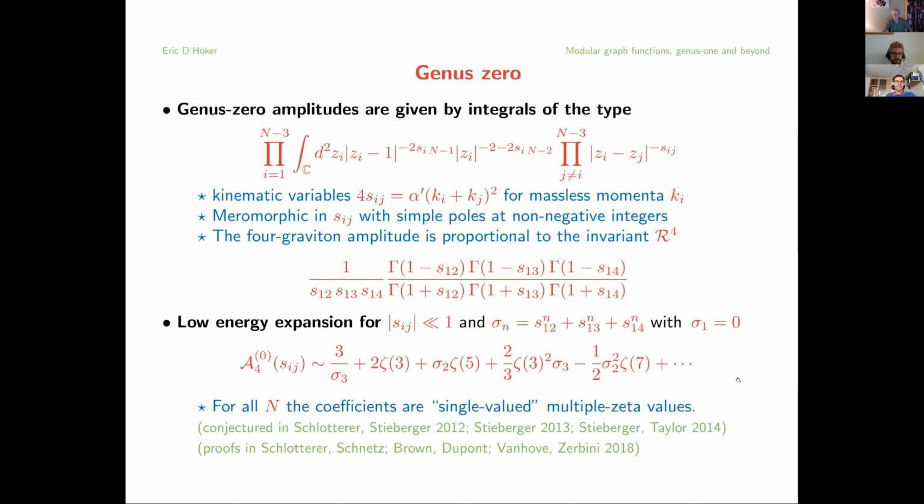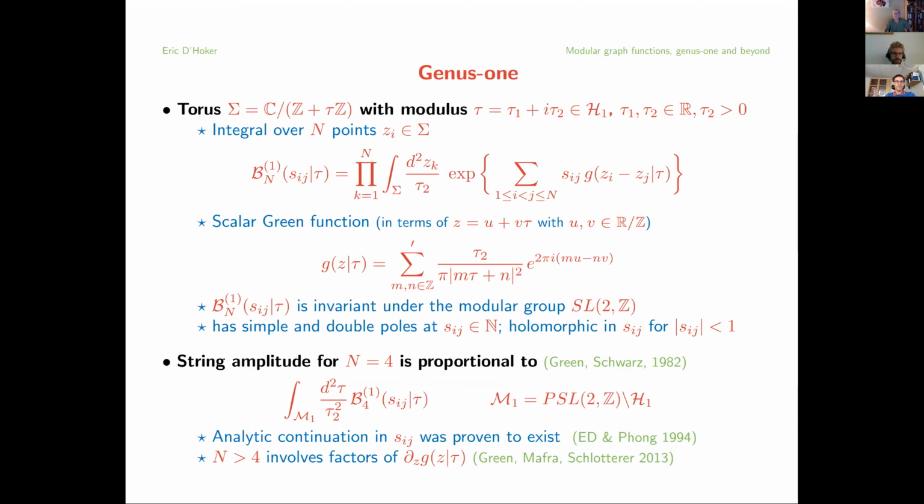And this has been proven not that long ago. Okay, so now let's promote to genus 1. At genus 1, we consider a torus as the complex plane modded out by this 2-dimensional lattice given by a modulus, tau, which lives in the upper half plane because we consider an oriented torus. So tau 2 is positive and tau 1 is an angle effectively.